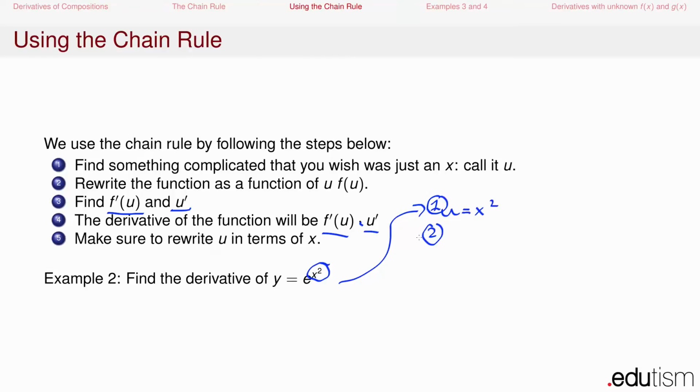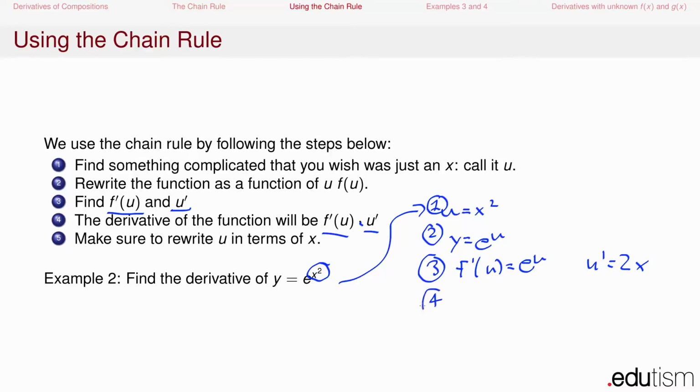The second step is to rewrite this thing as a function of u. Well, if we rewrite it as a function of u, e to the x squared I can write as e to the u. Great. So e to the u is my f of u. The third step is to find f prime of u and u prime. Well, f prime of u is the derivative of e to the u, which is just e to the u. U prime is the derivative of x squared, which is just 2x.